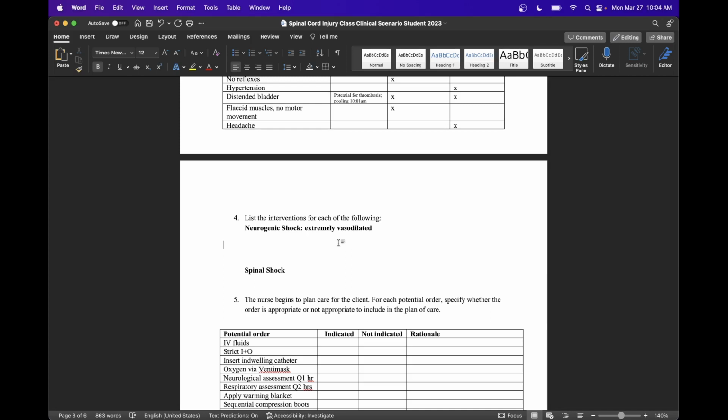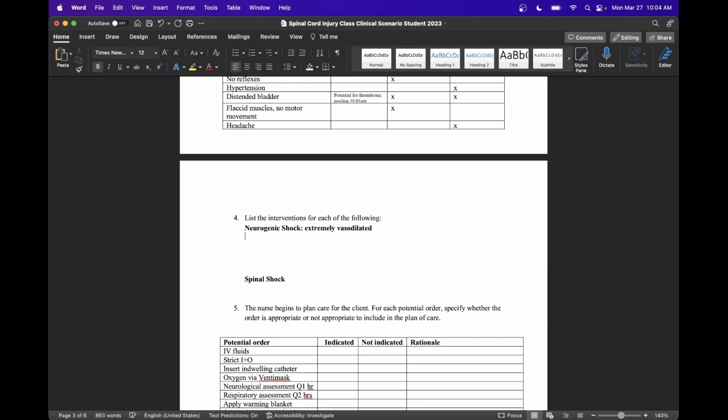What's our concern if we give all this fluid? Fluid overload. How would we know? Crackles.